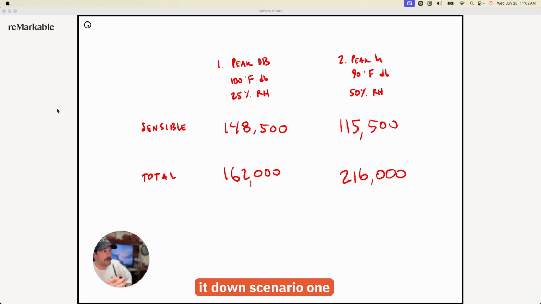So let's break it down. Scenario 1 was peak dry bulb, 100 degrees Fahrenheit, the hottest day we're going to see. The sensible came out to 148,500. The total was just 162,000 because there's very little latent load. Scenario 2 is our peak enthalpy day. It's not as hot as a 100 degree day. It's 90 degrees, but it's more humid, 50% relative humidity.